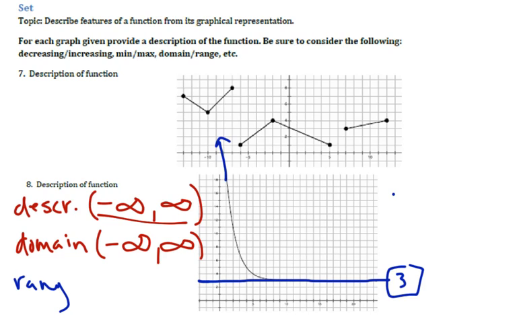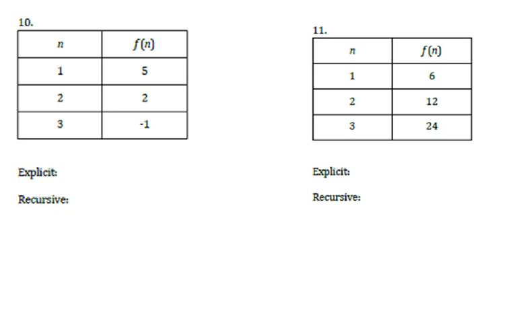Because our range is going to start at that 3 and keep going up. So for our range, it goes from 3 to infinity. It just keeps on going. So on some of these, you may not be able to say all the pieces, but you can still describe it using some of them.